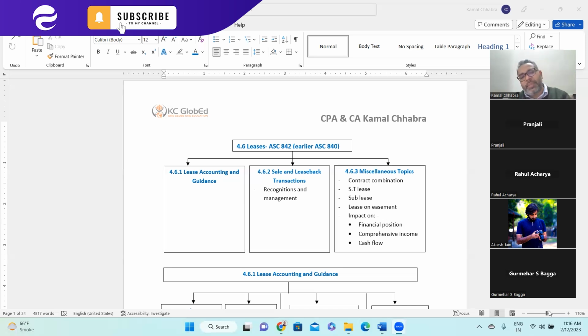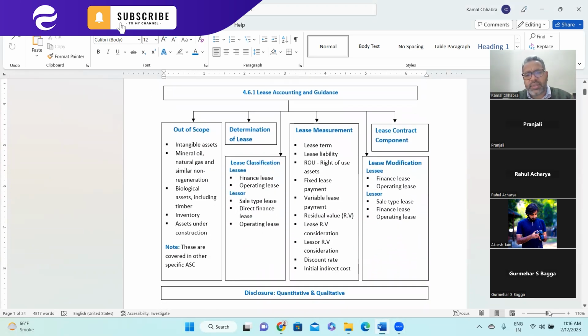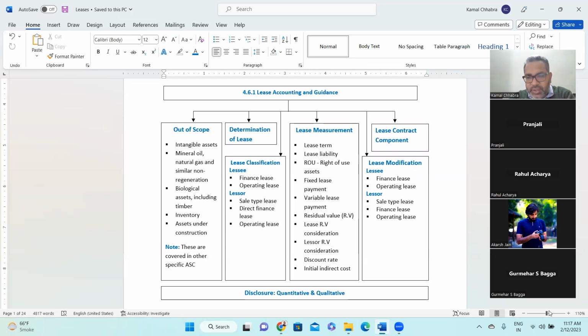So first, we are jumping onto lease accounting and guidance. This is again a complete overview of lease accounting and guidance. We'll be studying each thing one by one in detail, right? First thing is what is in scope of lease and what is out of scope of lease. In scope of lease, which we have already discussed, is property, plant and equipment only, right? Sometimes you get a question and you may get confused whether it should be part of ASC 842 or not, but it's been clearly mentioned in the standard what all things are out of scope.